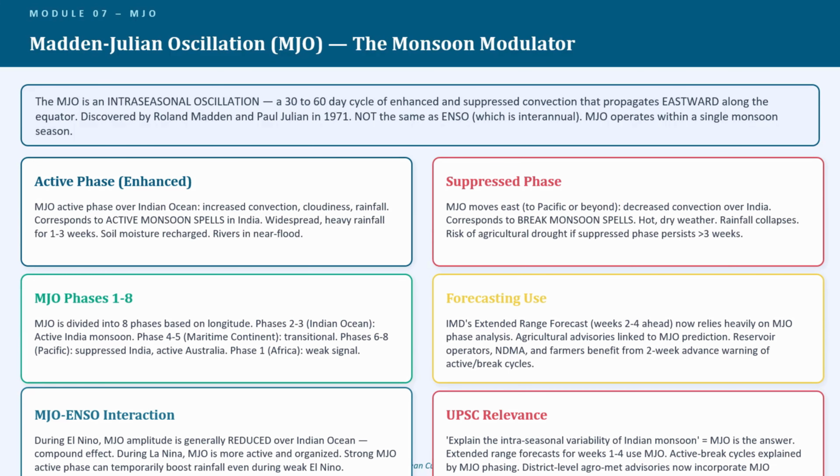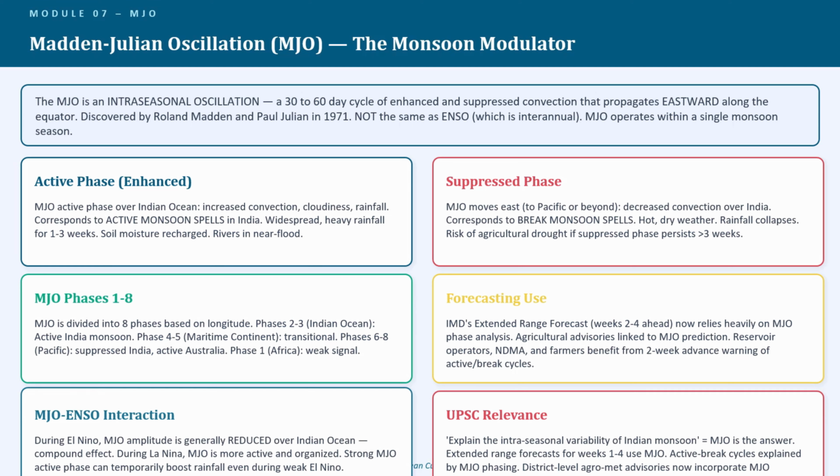The Madden-Julian Oscillation, named after meteorologists Roland Madden and Paul Julian, who discovered it in 1971 while analyzing radiosonde data from Canton Island, is an intra-seasonal phenomenon. What does intra-seasonal mean? It means it operates within a season, not between years like ENSO, but week by week within the monsoon season itself. Its cycle length is 30 to 60 days.